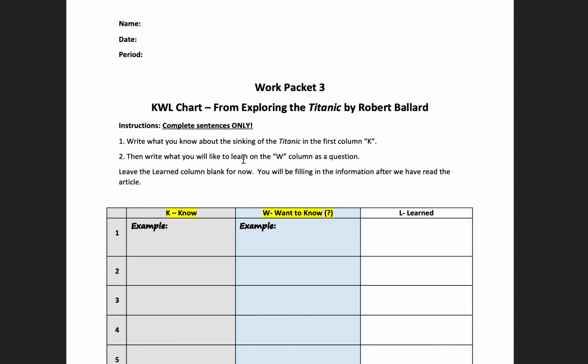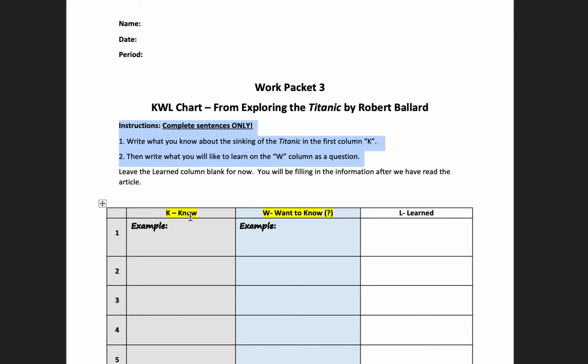Before we do that, we're going to read through the instructions together. So, instructions. Here we go. Complete sentences only. You know how I am. I really dislike incomplete sentences. So make sure that your writing has a complete thought. Okay? Great. Number 1, write about what you know about the sinking of the Titanic in the first column, K.